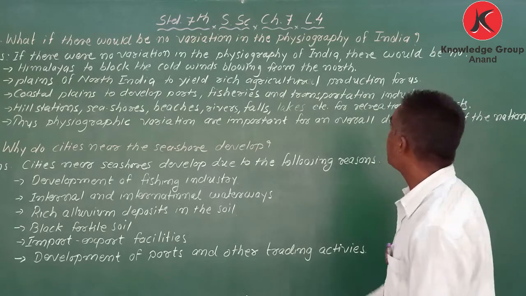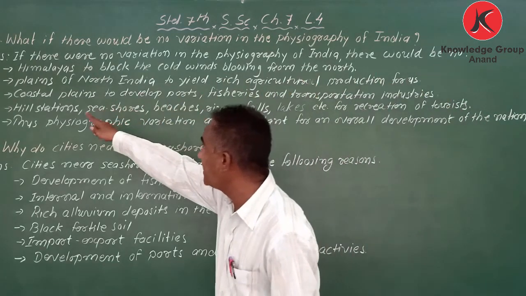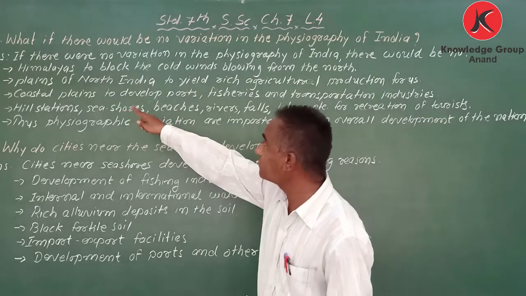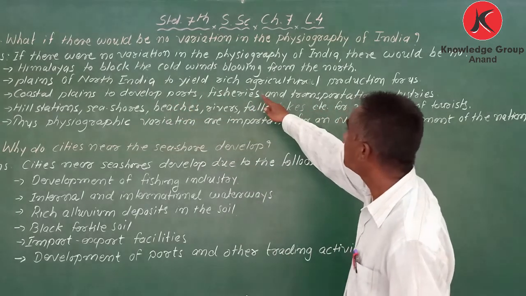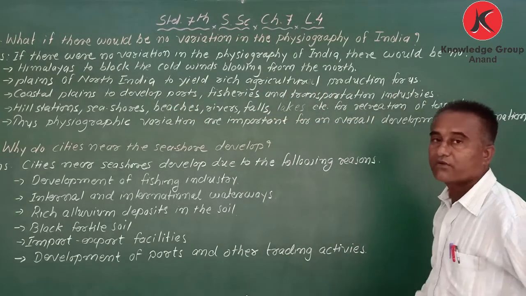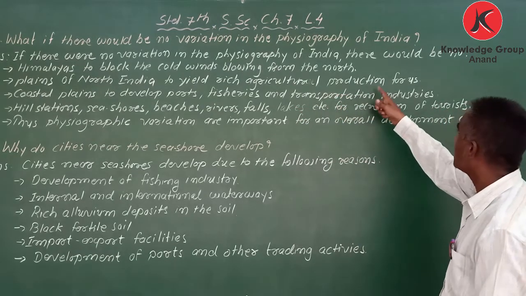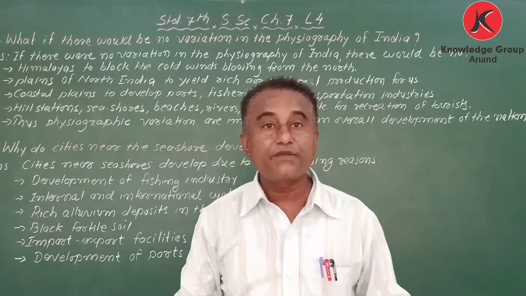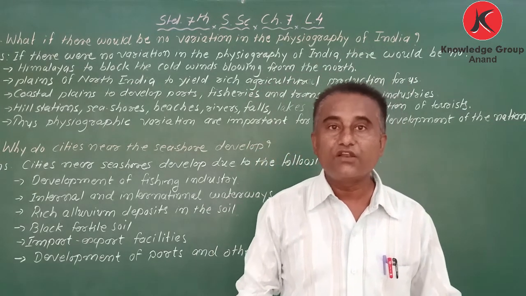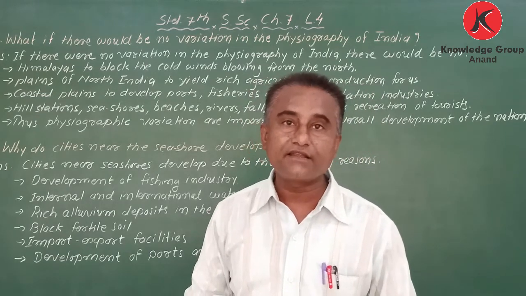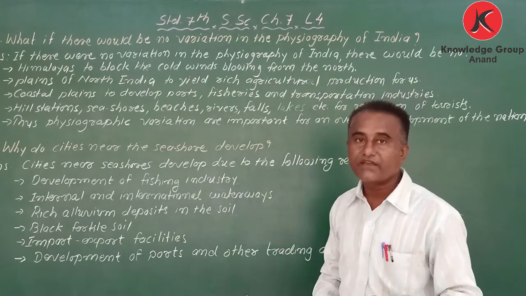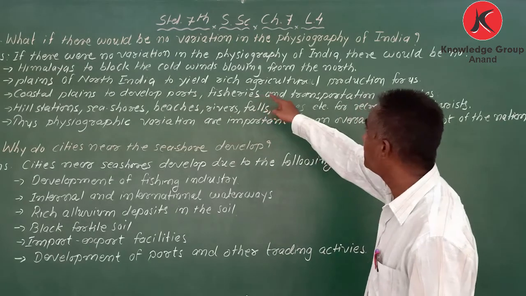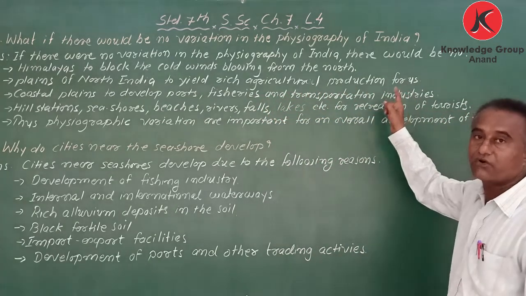Second point, there would be no plains of North India to yield rich agricultural production for us. We know the plains of North India are very prosperous because of the alluvium, good fertile land. So what happens if there is no variation in physiography? No plains of North India to yield rich agricultural production for us.